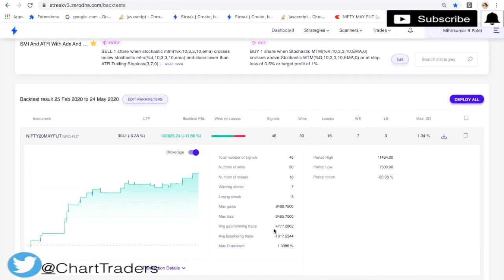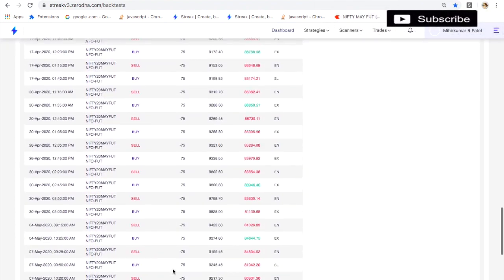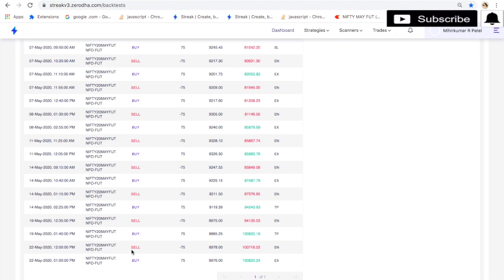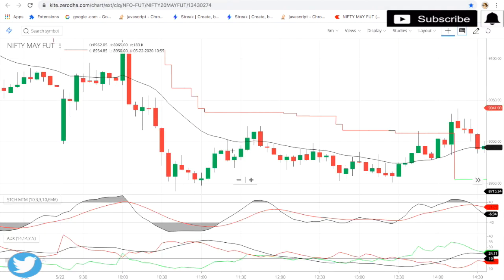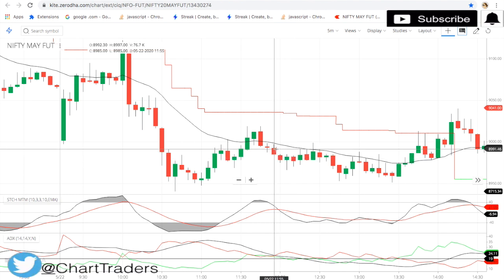Okay, and your average gain is 4777 and average trade is minus 1917. Now you can see the transaction history also, that trade happened. So on 22nd May, around 12 o'clock, a sell happened. Let's see 22nd May around 12 o'clock. So this is your candle around 12 o'clock.